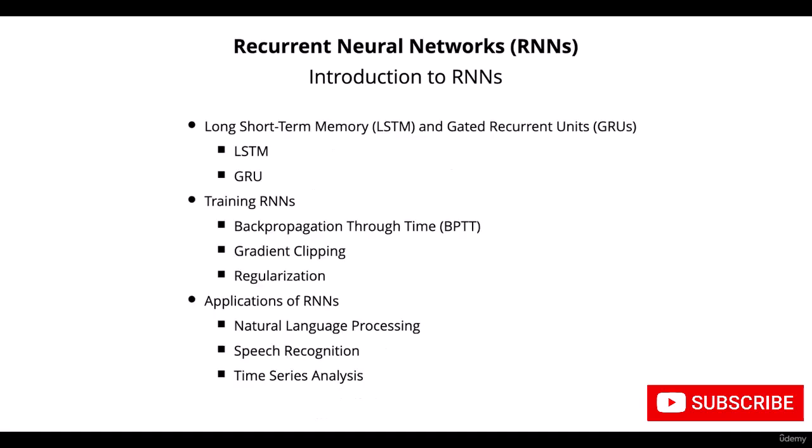Long short term memory, LSTM, and gated recurrent units. LSTM, or long short term memory networks, are a variant of RNNs designed to address the vanishing gradient problem by introducing memory cells and gating mechanisms that control the flow of information. GRU, or gated recurrent units, are a simplified version of LSTM that also incorporate gating mechanisms but with fewer parameters.